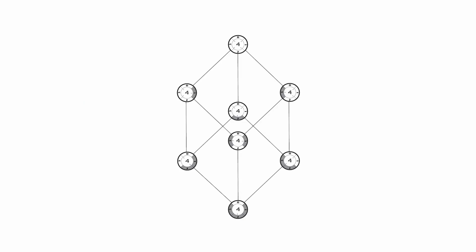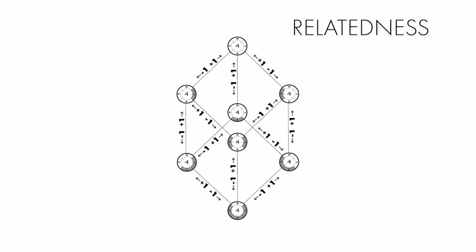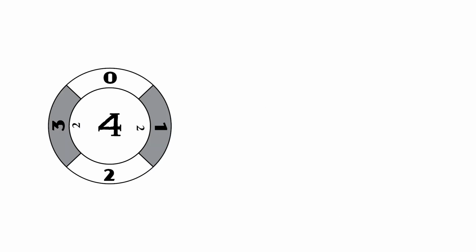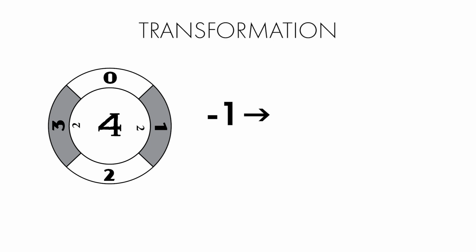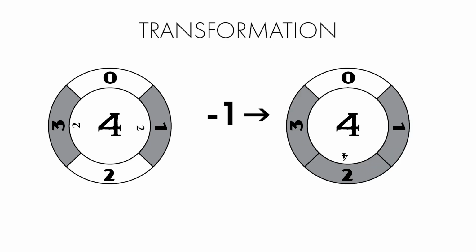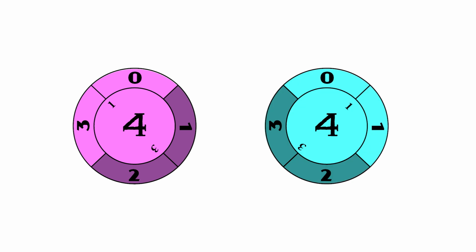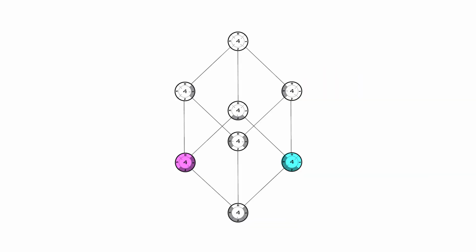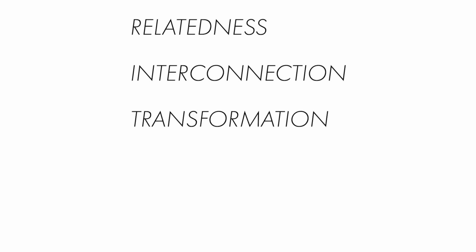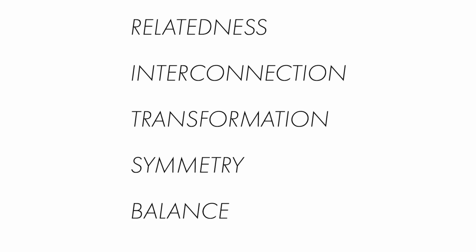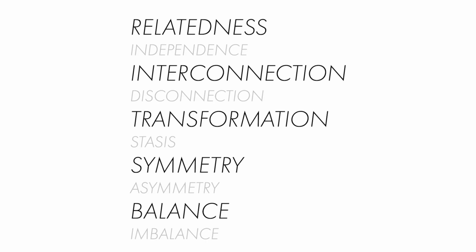We can observe how rhythms relate to and interconnect with each other. We can see how one rhythm can transform into another through minimal changes, adding or subtracting a single onset. Some rhythms reflect others in symmetry, and how those rhythms interplay in a relationship of balance. Relatedness, interconnection, transformation, symmetry, balance. All of these and their opposites are worth our consideration in making any type of art.